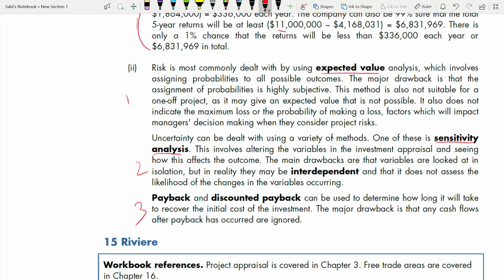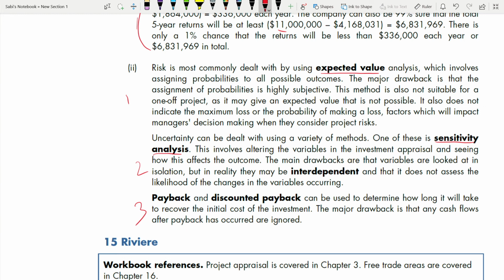This involves altering the variables in the investment appraisal and seeing how this affects the outcome. We all know what sensitivity analysis is. So the main drawbacks of sensitivity analysis: variables are looked at in isolation, but in reality they may be interdependent, and it does not assess the likelihood of the changes in the variables occurring.